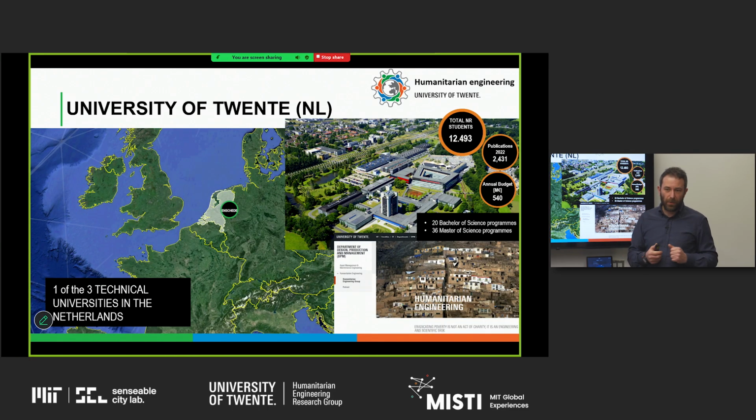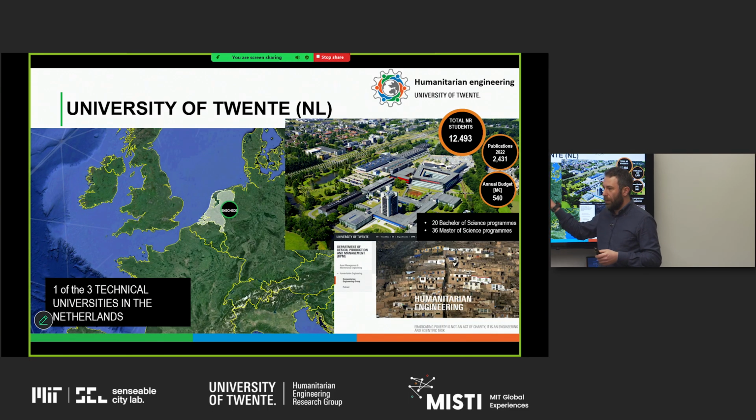There are 3 technical universities. The first one is in the west part of the country. It's called Delft. Maybe some of you heard about that. Another one is in the south, the Technical University of Eindhoven.